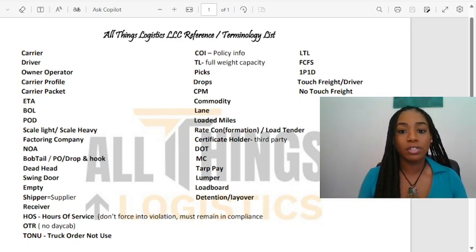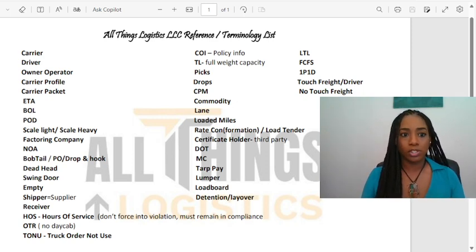When you send this stuff over to the broker, you're also going to give them an NOA, which is a notice of assignment, and that's going to let them know that they are actually going to pay out a factoring company, and they can expect to get the information from a factoring company as opposed to you.